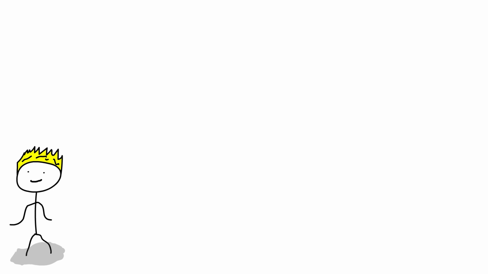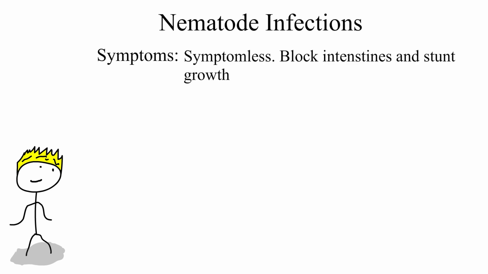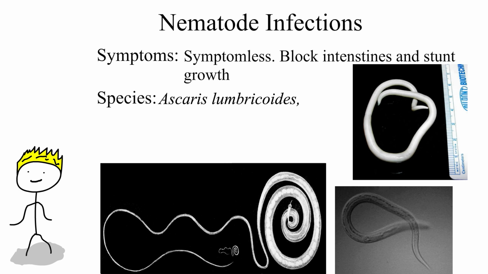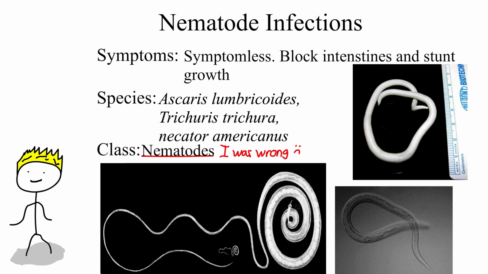Next up is lymphatic filariasis, which is elephantiasis, which is painful disfiguring of limbs caused by the Wuchereria bancrofti nematode. The next three are almost identical, just caused by different species. They are ascariasis, trichuriasis, and hookworm infection, which are all symptomless infections that can block the intestines and slow growth in children, caused by Ascaris lumbricoides, Trichuris trichiura, and Necator americanus.